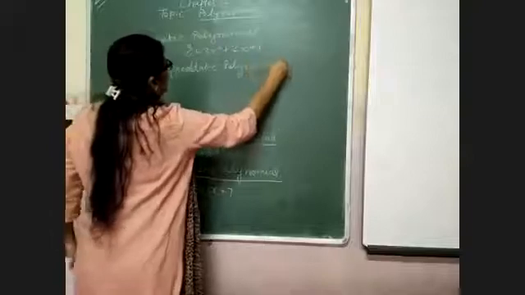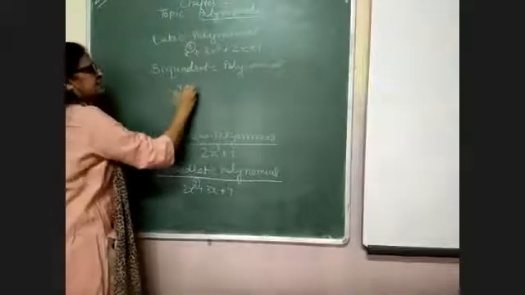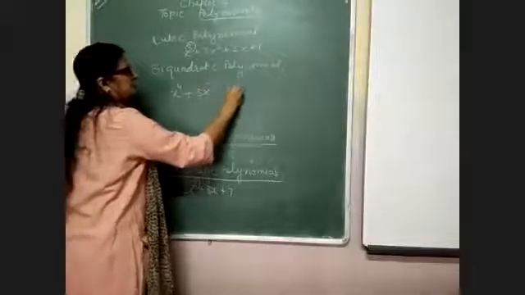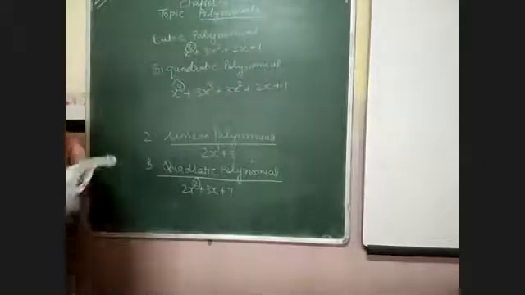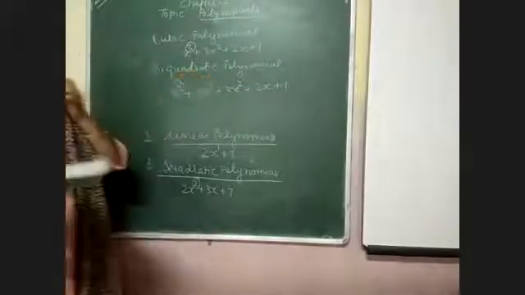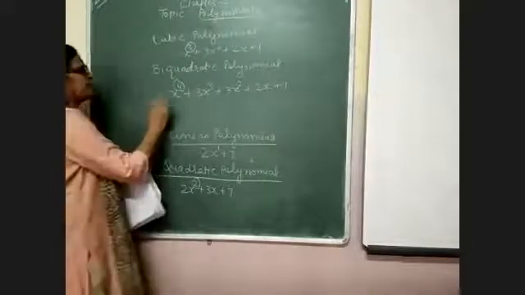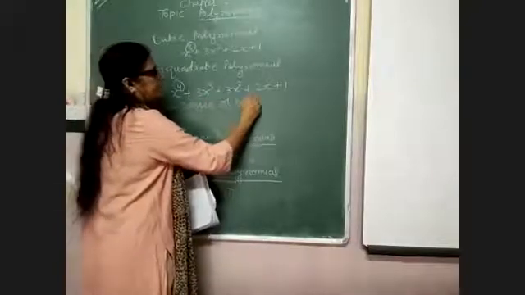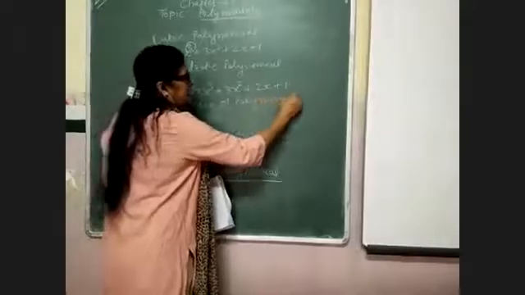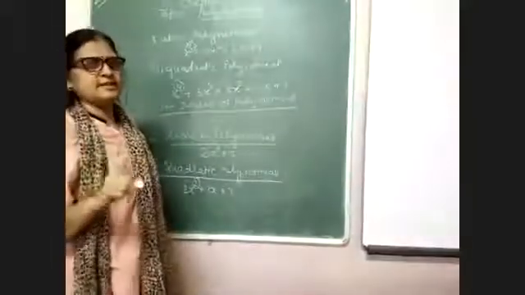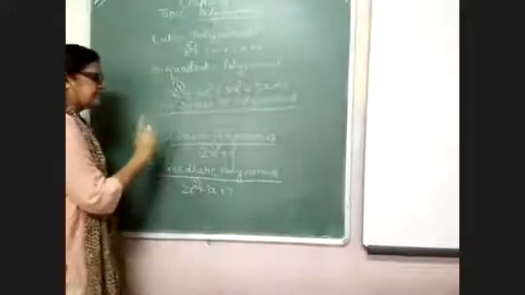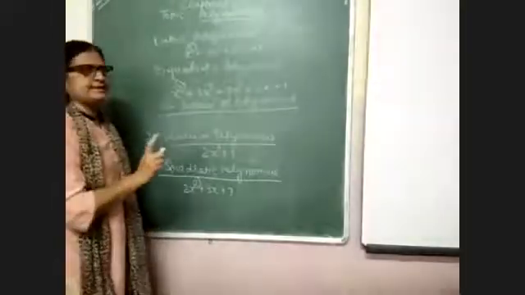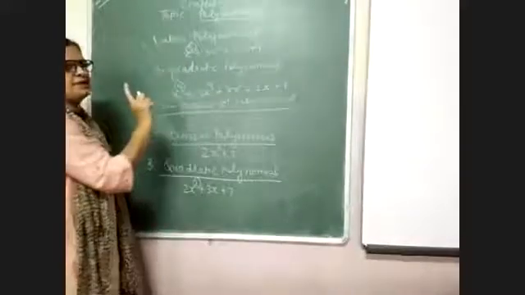When the degree is more than 3, like x^4 + 3x^3 + 3x^2 + 2x + 1, you can call it a biquadratic polynomial. Or the last one is an nth degree polynomial. Again I am repeating: the first one is constant, second is linear, third is quadratic, fourth is cubic, next is biquadratic, and next is nth degree polynomial.